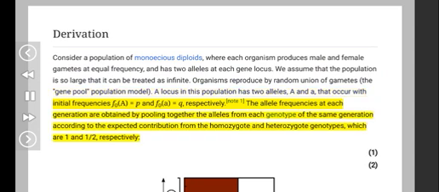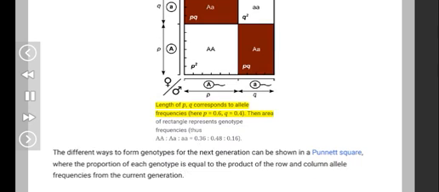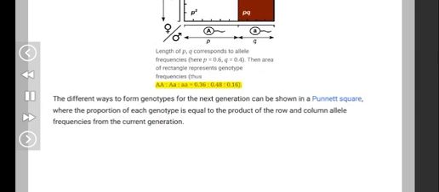Note: allele frequencies at each generation are obtained by pooling together the alleles from each genotype of the same generation according to the expected contribution from the homozygote and heterozygote genotypes, which are 1 and 1/2, respectively. The length of p and q corresponds to allele frequencies, here p equals 0.6, q equals 0.4. Then the area of each rectangle represents a genotype frequency, thus AA equals 0.36, Aa equals 0.48, aa equals 0.16.